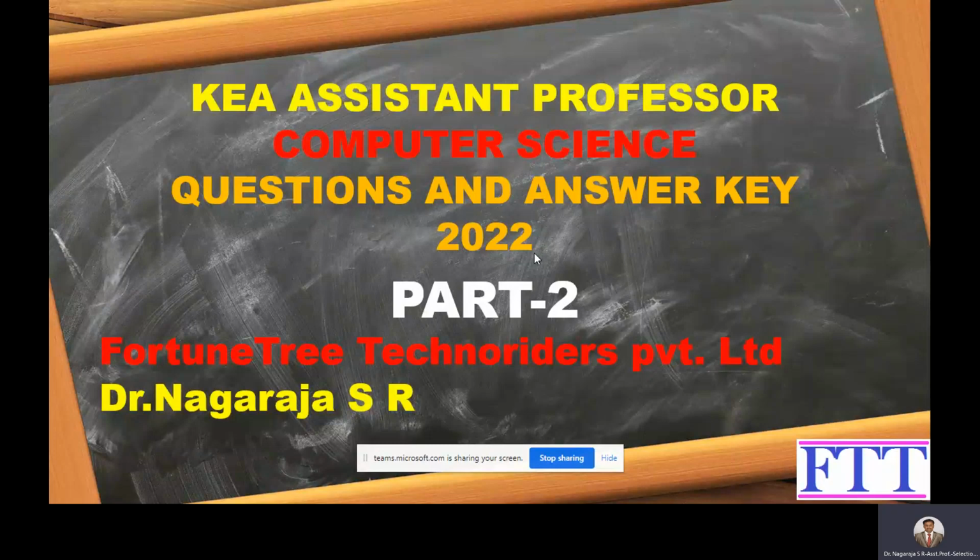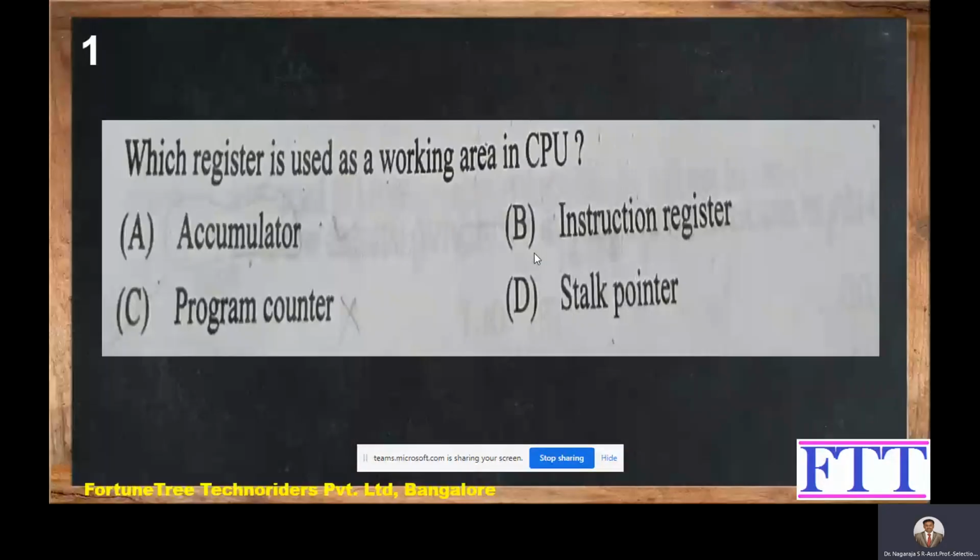So first question, which register is used as a working area in CPU? Option A, accumulator, option B, instruction register, option C, program counter, option D, stack pointer. Right answer is option A, accumulator.